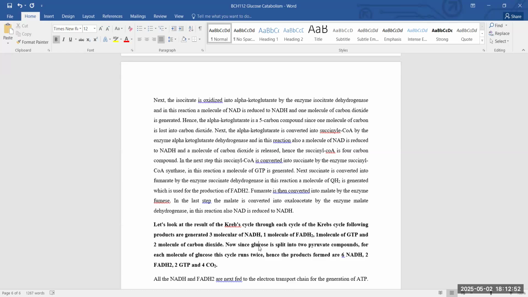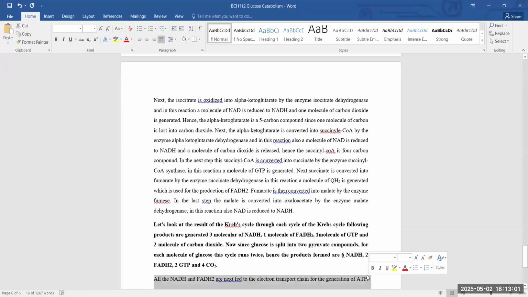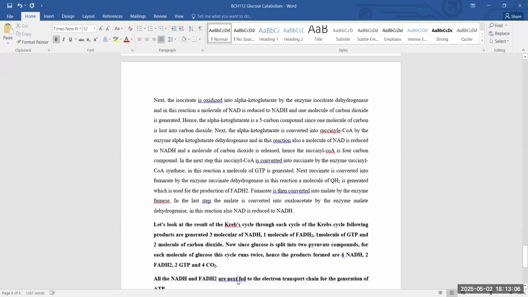And what you should also know is that, look at the last statement after this last paragraph. You say all the NADH and FADH2 are fed to the electron transport chain for the generation of ATP, meaning the 6 molecules of NADH and the 2 molecules of FADH2 are not just produced, they are also further used to produce ATP.